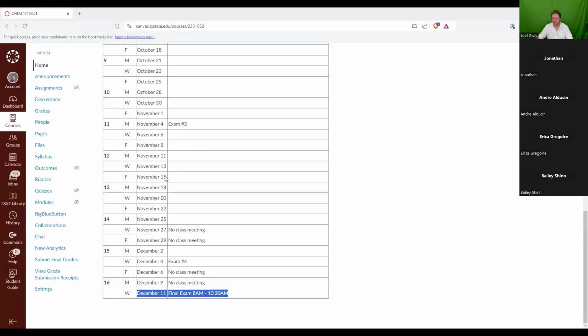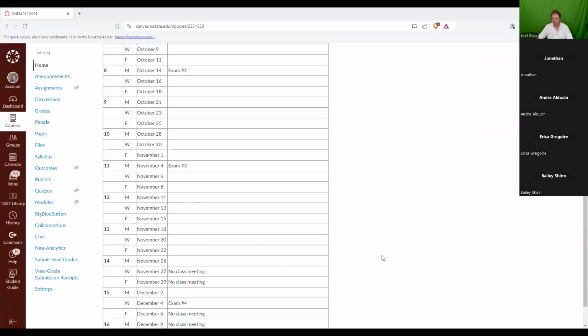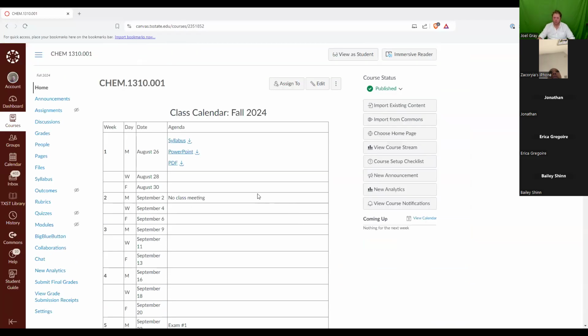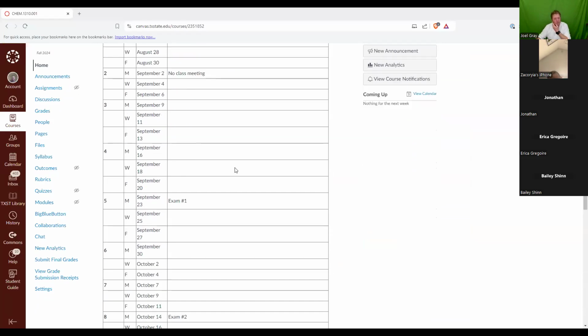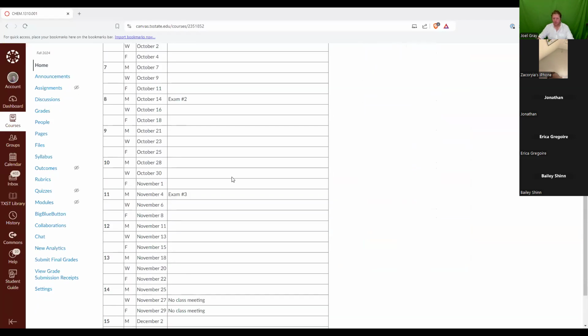So the final and everything else is going to be online. So we'll never be in person. If that's not what you signed up for, then I think there is one section that is in person, but that might be full. But this class is going to be purely online. So every meeting that we have will be either through Zoom or through some other method online.